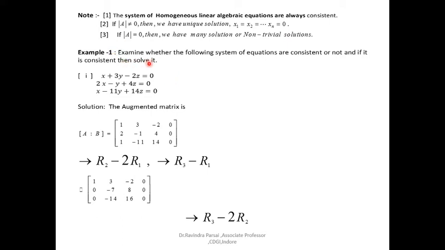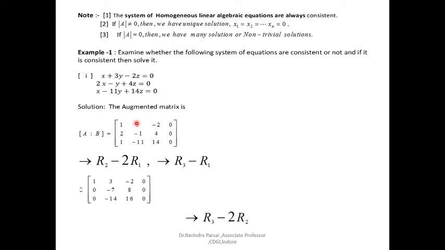The first example is: examine whether the following system of equations is consistent or not. If it is consistent, then solve it. So this is the example. First your duty is to arrange it into this pattern by writing all unknown terms on the left side of the given equation and the constant term on the right hand side. You will do this type of arrangement for each equation of the system of linear algebraic equations. That's why we write it here.